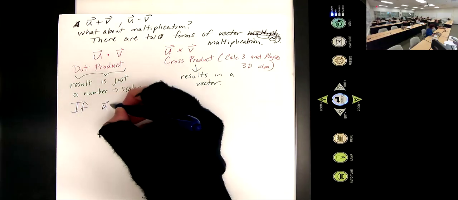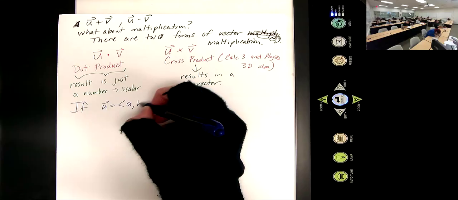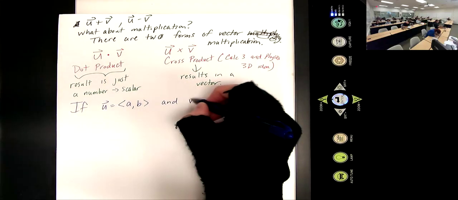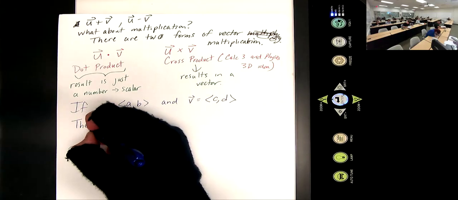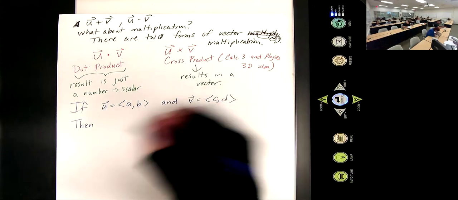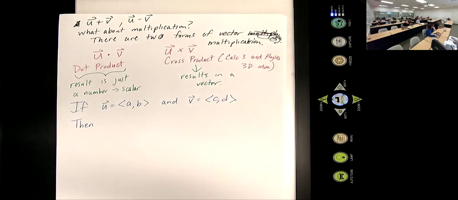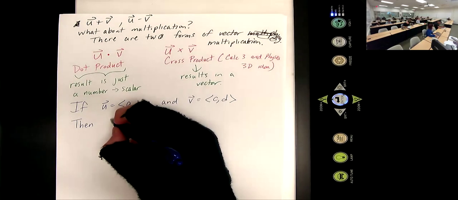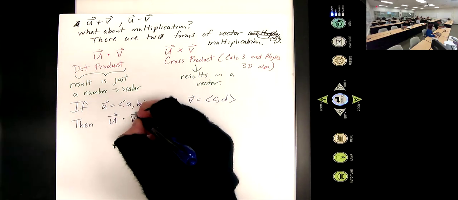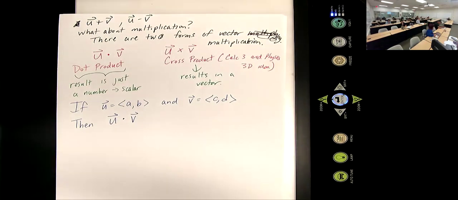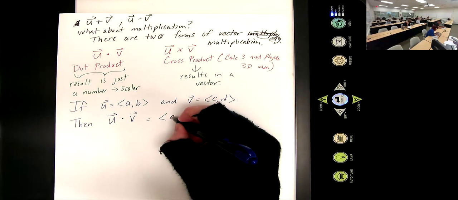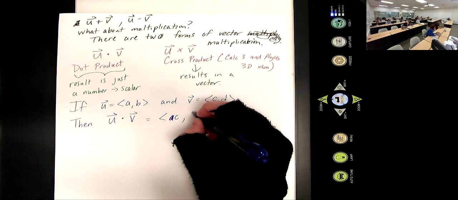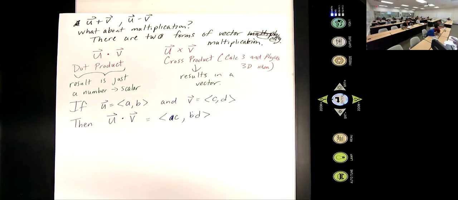If u is AB and v is CD, then, and people often read it this way, they don't say u dot product v, they just say u dot v. You multiply the X components, and you multiply the Y components.